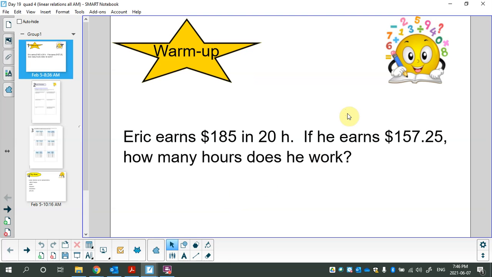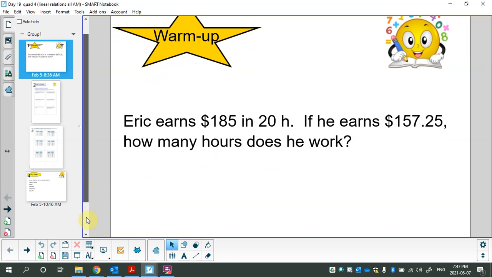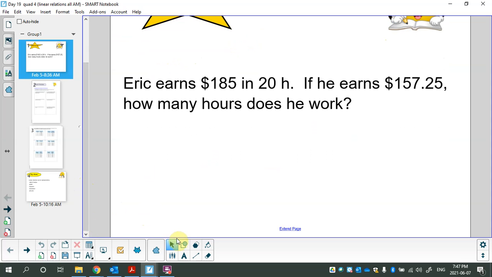Here's a little review before we talk about linear relations again today. So it says Eric earns $185 in 20 hours. If he earns $157.25, how many hours does he work? There are multiple ways that you can try this problem. Multiple different solutions will all get you the exact same answer.